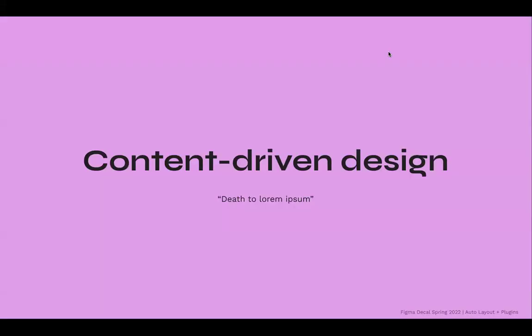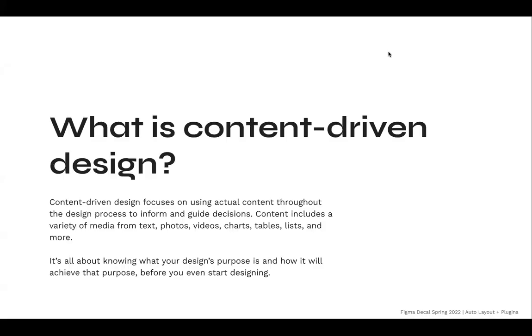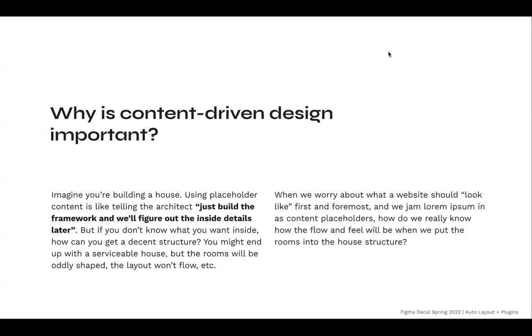Yeah. And then content-driven design. So, content-driven design focuses on using actual content throughout the design process to inform and guide decisions. So, content includes a variety of media from text, photos, videos, charts, tables, lists, and more. And it's all about knowing what your design's purpose is and how it will achieve that purpose before you even start designing. Oftentimes, people can get really lost in what they're exactly trying to achieve without having context or anything like that to guide them. So this is really important.